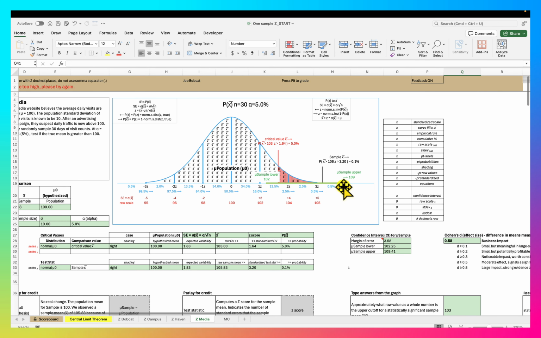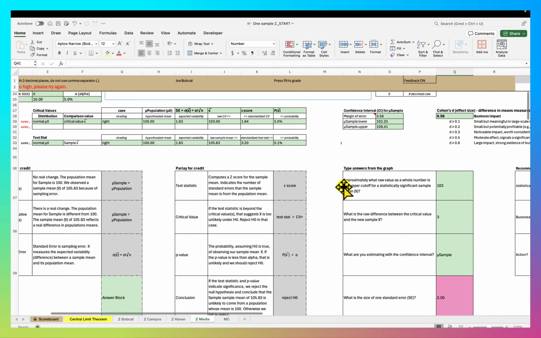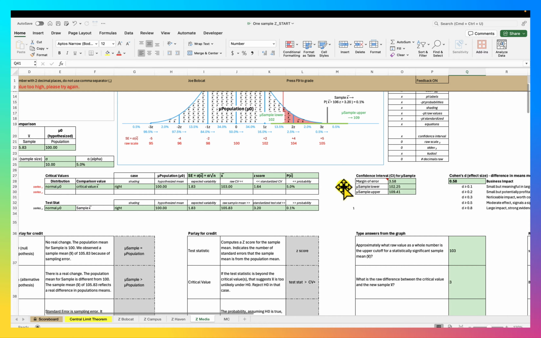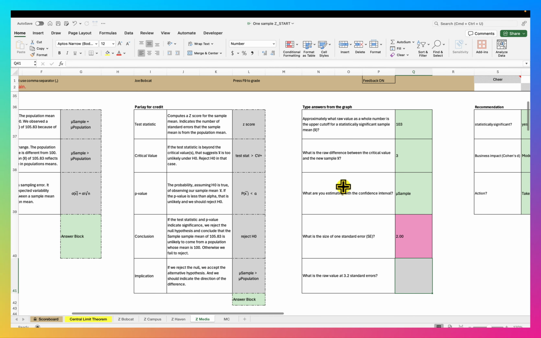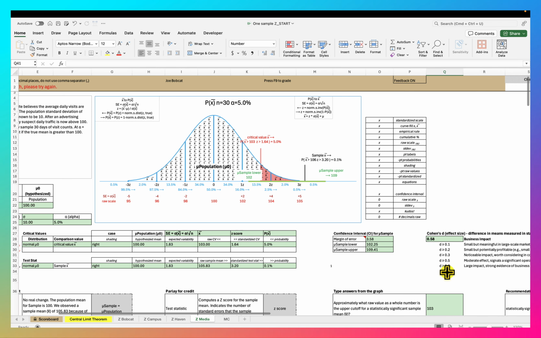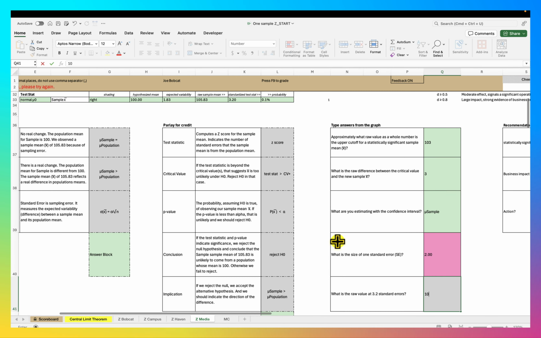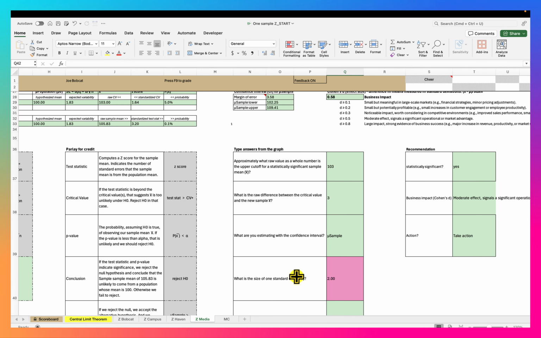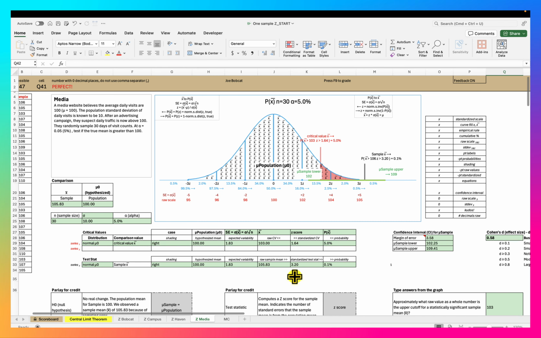And why isn't that right? Well, I'll fix it by the time you get to it, because that should be 2. And what is the raw value at 3.2 standard errors? Which is right here. It's 106. And with that fix, you should be all set. We'll see you in the next video.